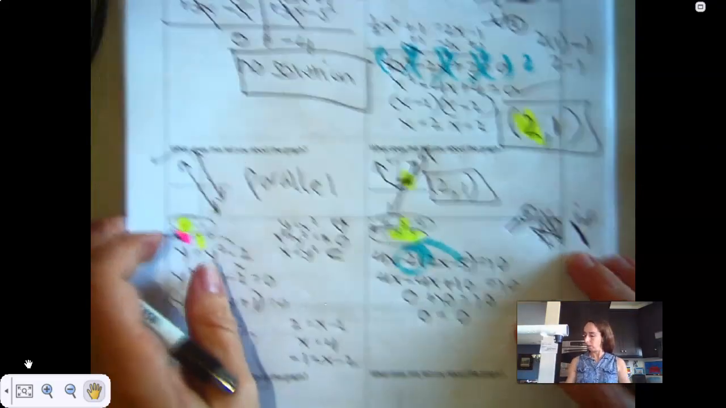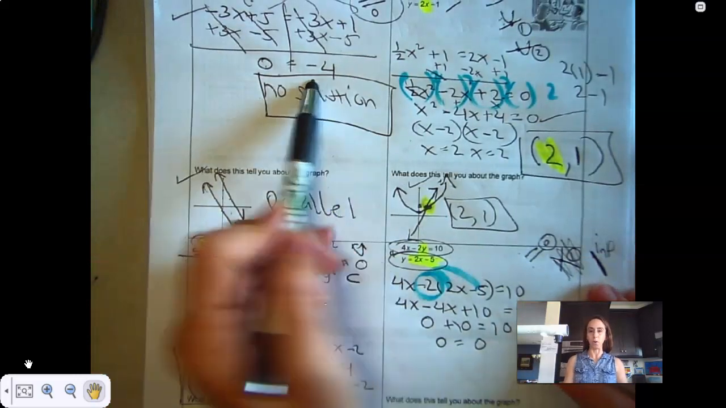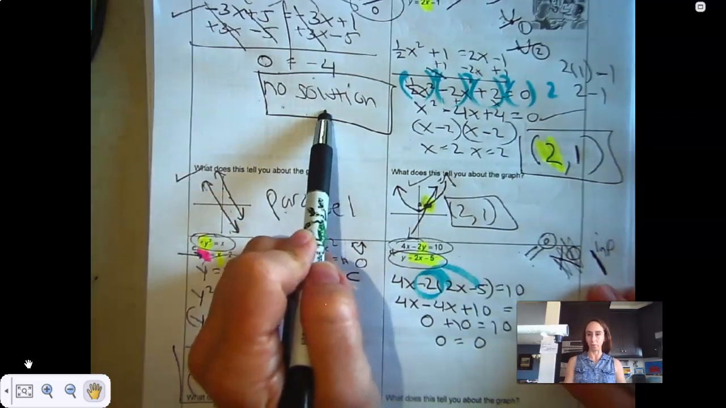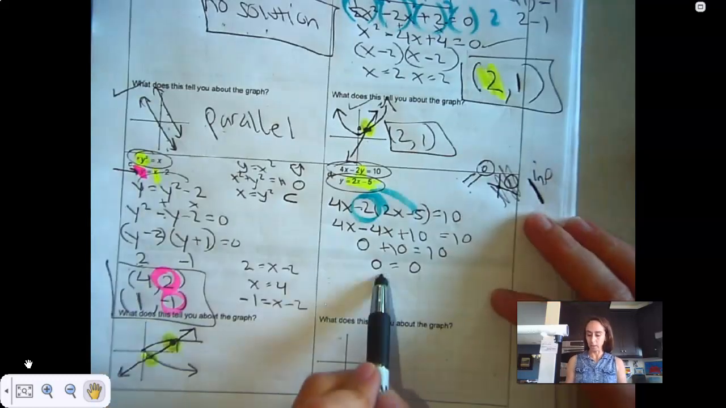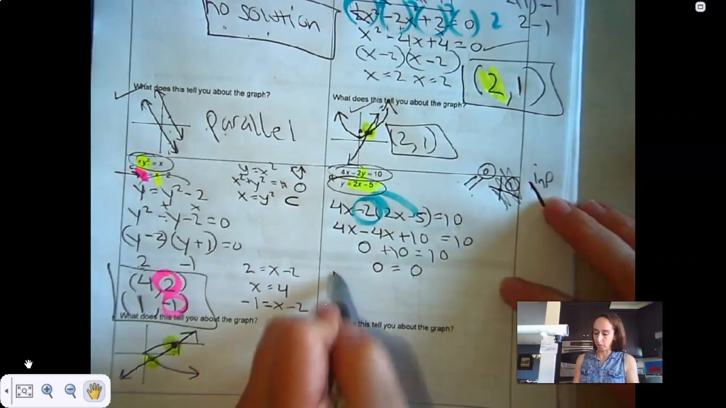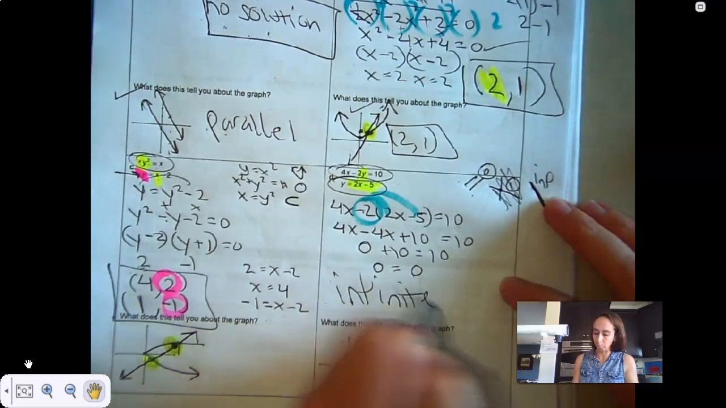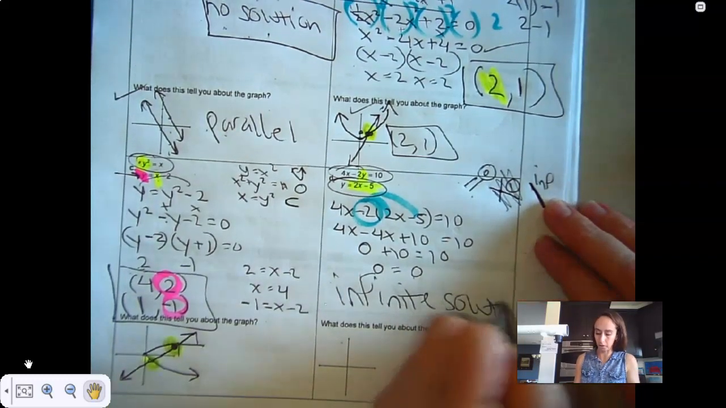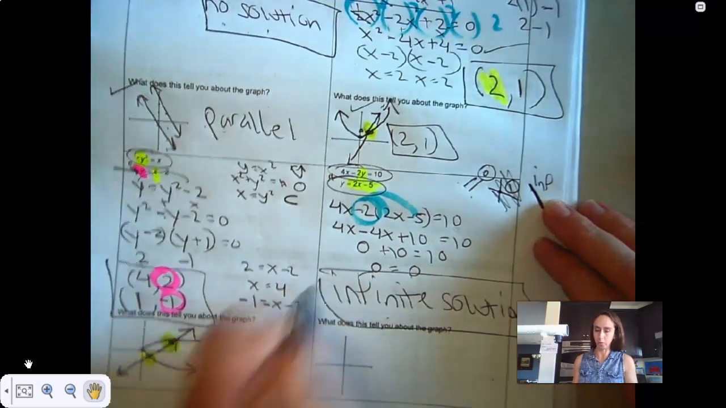Well, let's look. Does 0 equal negative 4? Never, ever, ever. That's why they don't touch. Does 0 equal 0? Yeah. How often? All the time. So this would be infinite. Don't memorize, use logic. Infinite solutions.